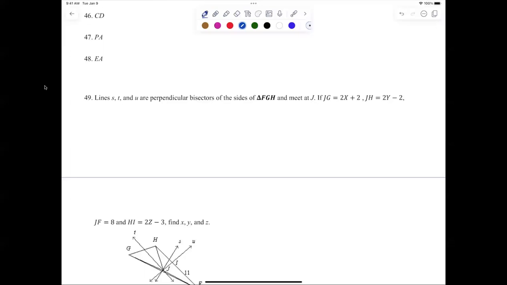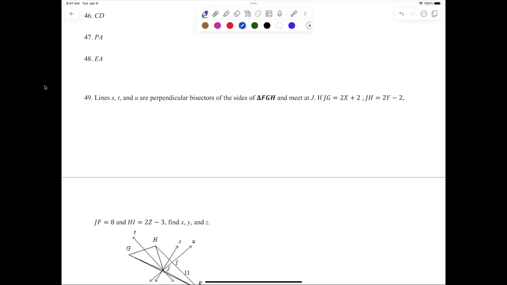Right? The perpendicular bisectors. What is true about the perpendicular bisectors? They meet at the what? At the circumcenter. And the circumcenter is equidistant from the what? From the vertices. The incenter is equidistant from the sides. These are the things we have been going over and over and over.